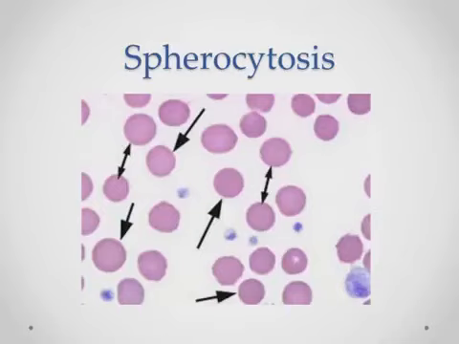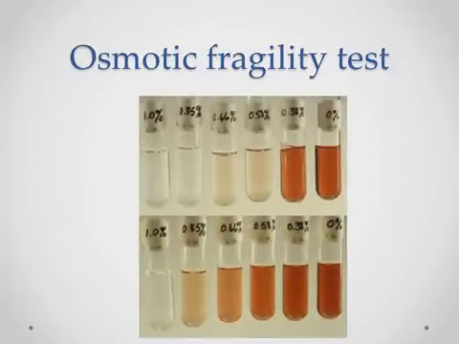As we said before, spherocytes can be seen in hereditary spherocytosis. This is one of the causes of hereditary hemolytic anemia, and it can also occur in autoimmune hemolytic anemia. There are other tests to diagnose spherocytosis, like the osmotic fragility test. There is a picture of the osmotic fragility test.